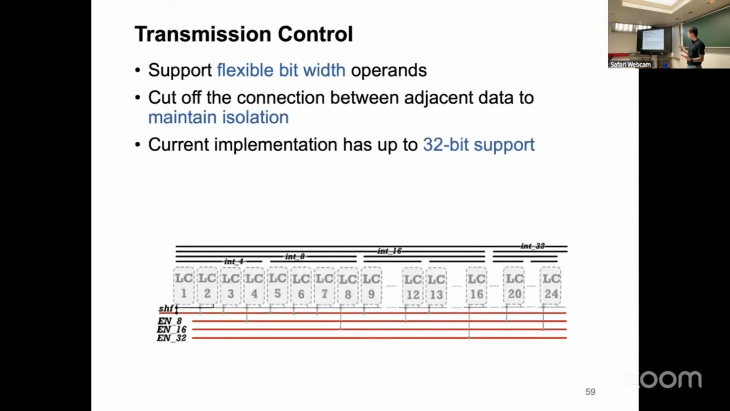They also have to be able to control the transmission circuit to support flexible bit widths, and they do this by cutting off the connection between adjacent data, because otherwise you will send the carry-out from one addition to independent data, which we don't want, and their implementation has up to 32-bit support.